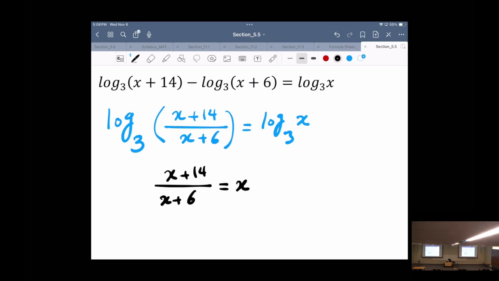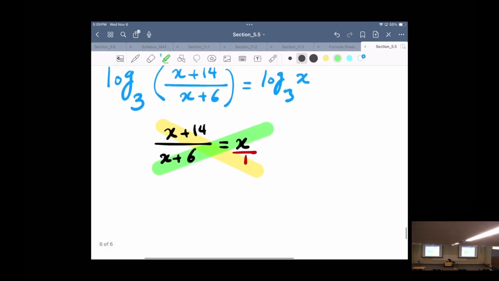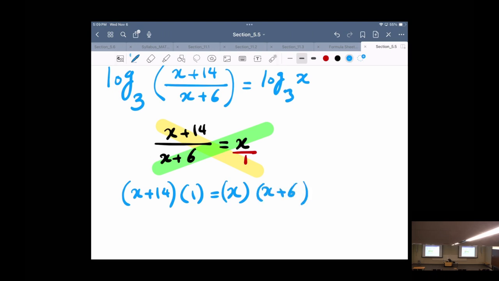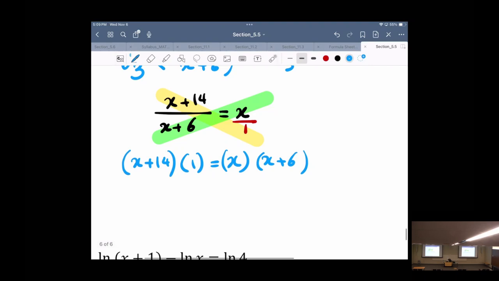Okay, so in this case we can cross multiply. So we know that the denominator of x here is 1. So cross multiply, by that I mean multiply these two together to get it out of this fraction form. So you can do x plus 14 times 1 equals x times x plus 6, right? So then let's simplify this a little more. What do we get? We get x plus 14 equals x squared plus 6x.